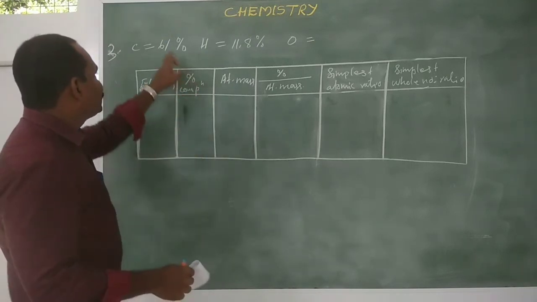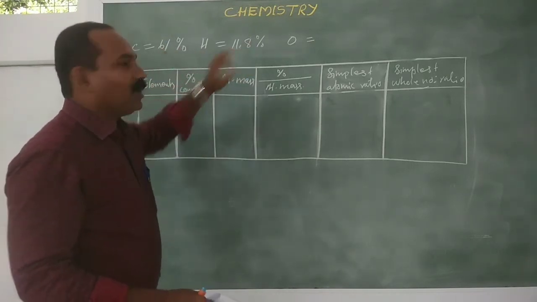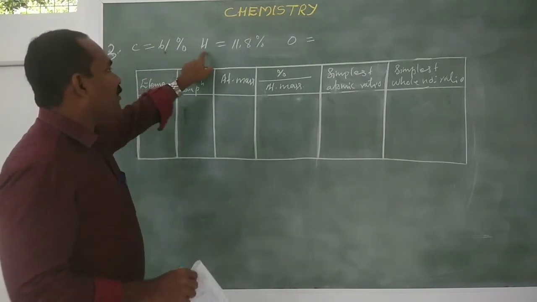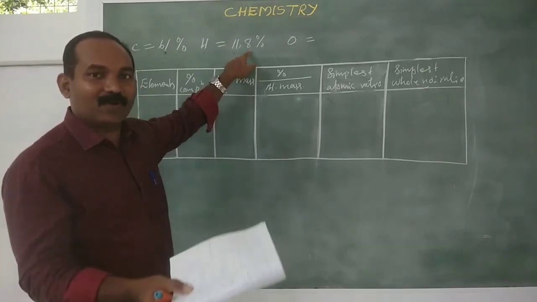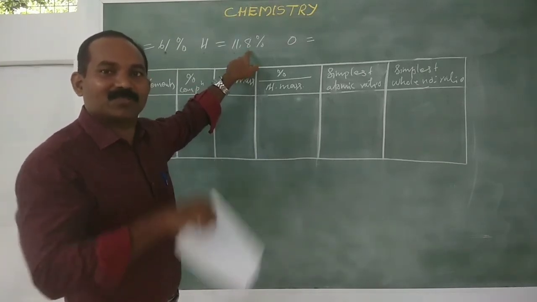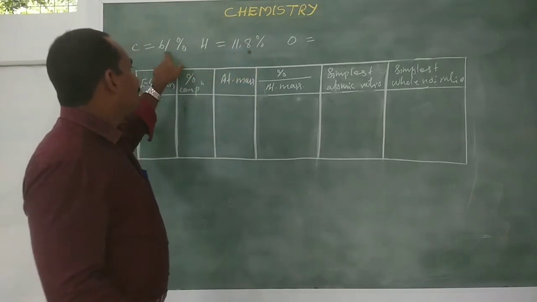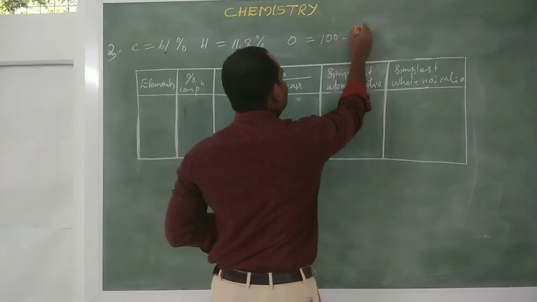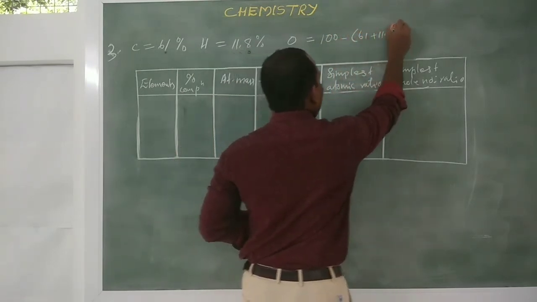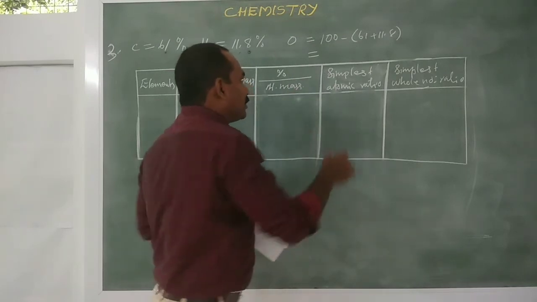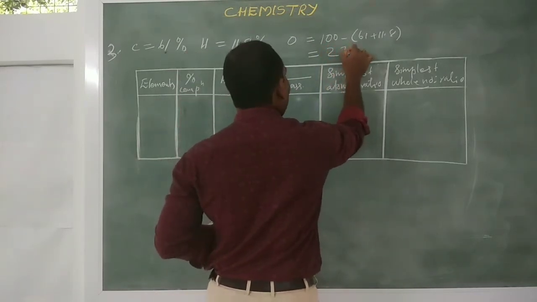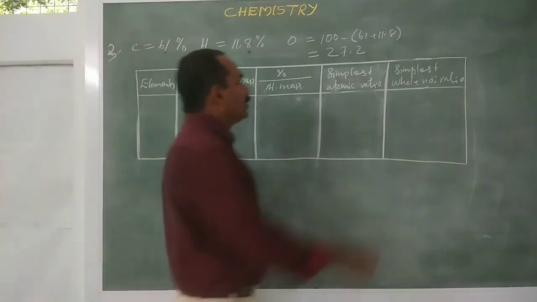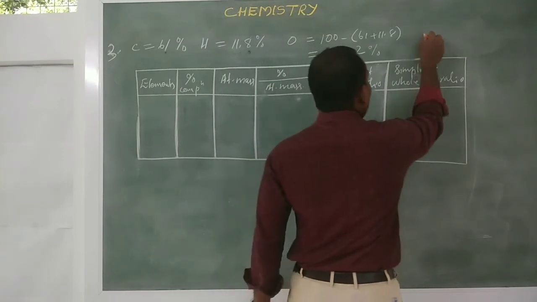100 minus (61 plus 11.8). Total is 100. Carbon is 61, hydrogen is 11.8. So the rest of oxygen means the balance amount is oxygen. So 100 minus (61 plus 11.8). How much? It is 27.2. That much percentage.